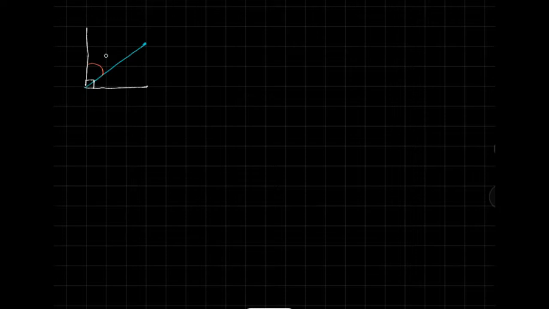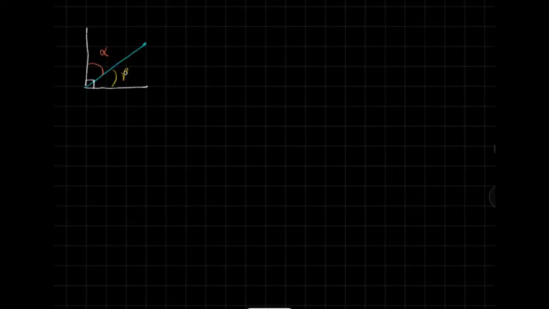Okay, so here's a right angle, and let's say we had another line here. I've split this into two angles. This is a 90-degree angle, and I split this into two angles. I'm going to label this one alpha, and this one beta. You can understand that this statement is true: alpha plus beta is equal to 90 degrees. If two angles add up to 90 degrees, then alpha and beta are complementary angles.